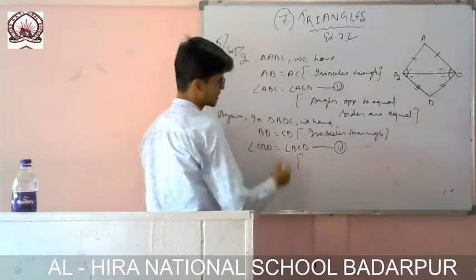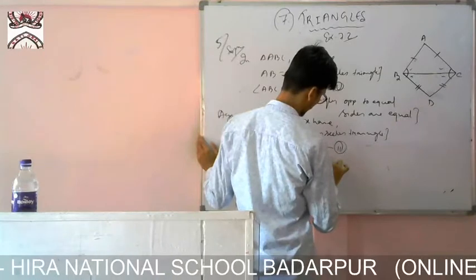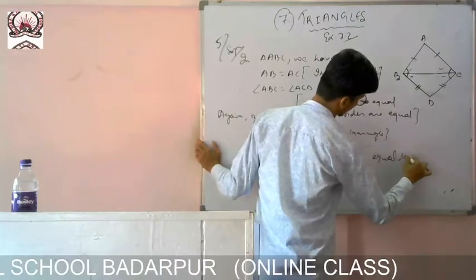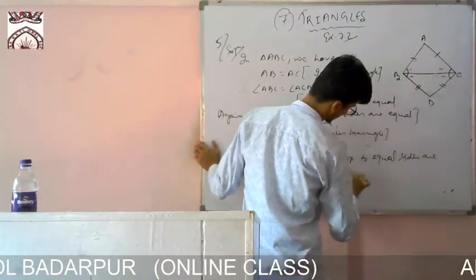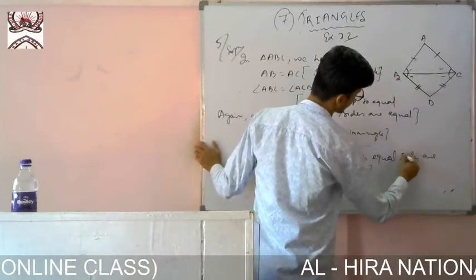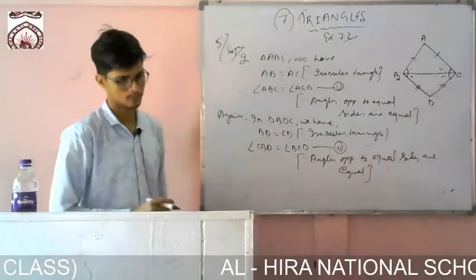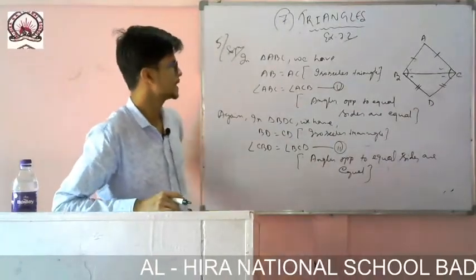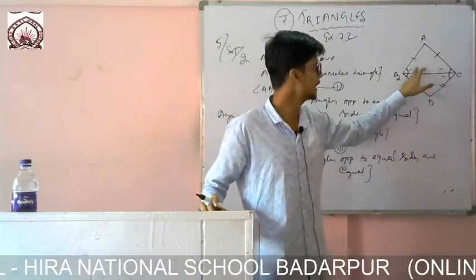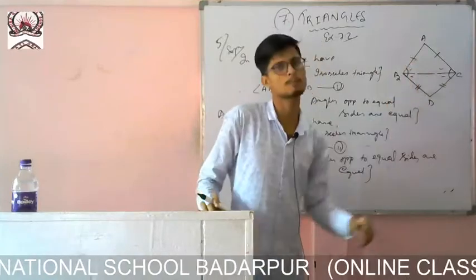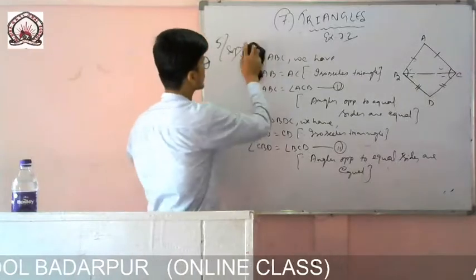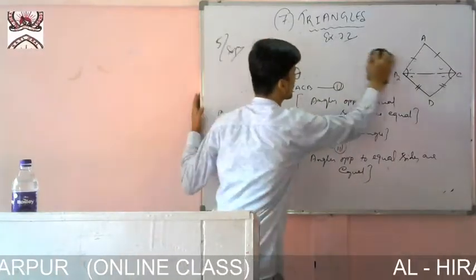And the reason will be the same: angles opposite to equal sides are equal. Now it is very easy. What I have said earlier: you just saw that these two angles are equal and these two angles are equal, and later on you add these two and those two, you will get this complete angle. That's why I have given equations 1 and 2. Now I will just add them and I will get the answer. Very easy sum.